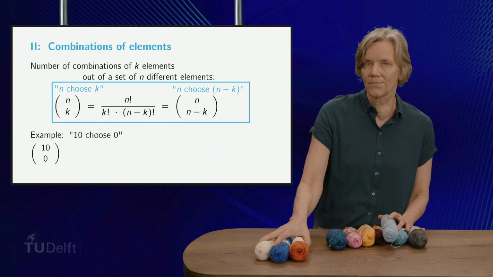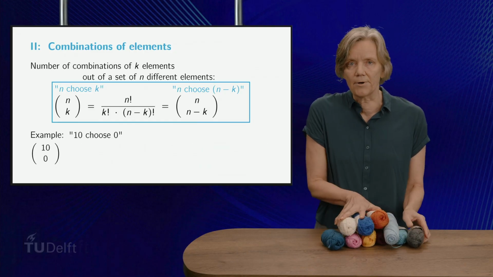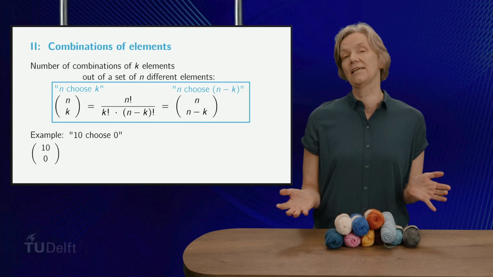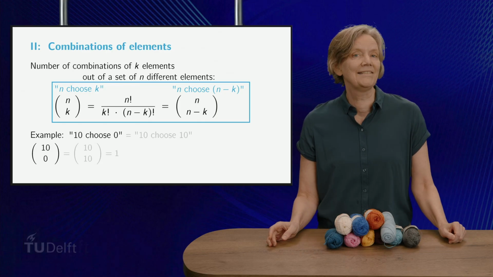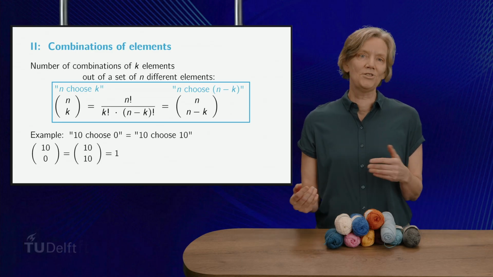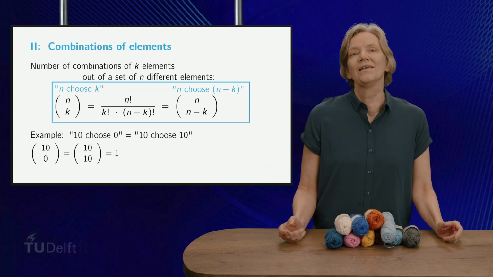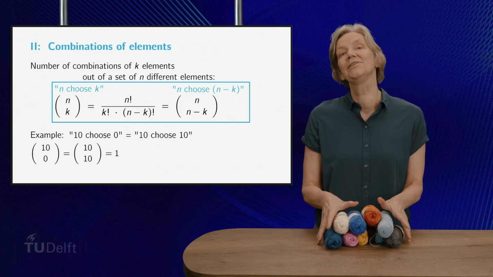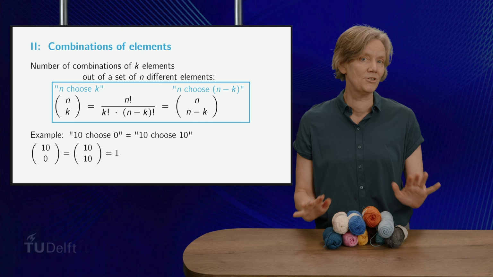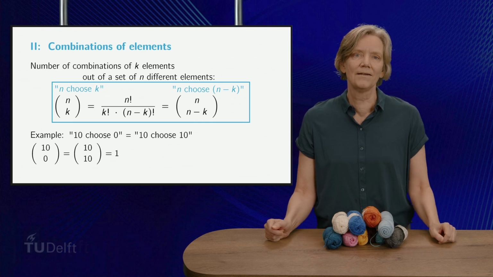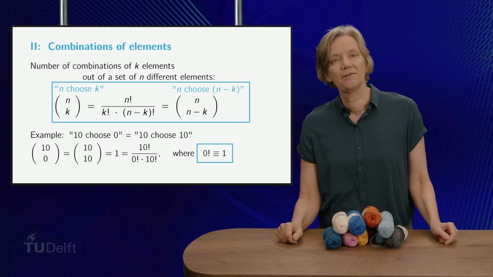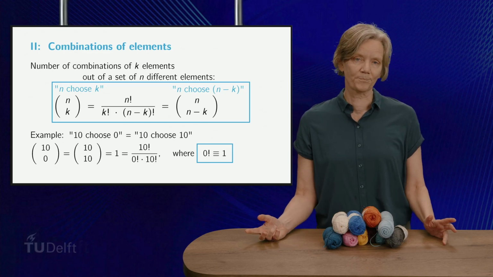Another example. What is 10 choose 0? In how many ways can I choose no color out of a set of 10? Well, 10 choose 0 is equal to 10 choose 10, which is 1, as there's only 1 way to choose the whole set. So there's also 1 way to choose no color from the set. In the calculation, we use that by definition: 0 factorial equals 1.